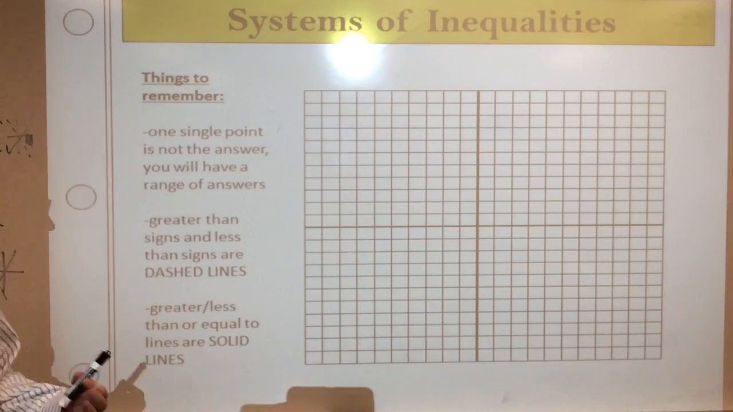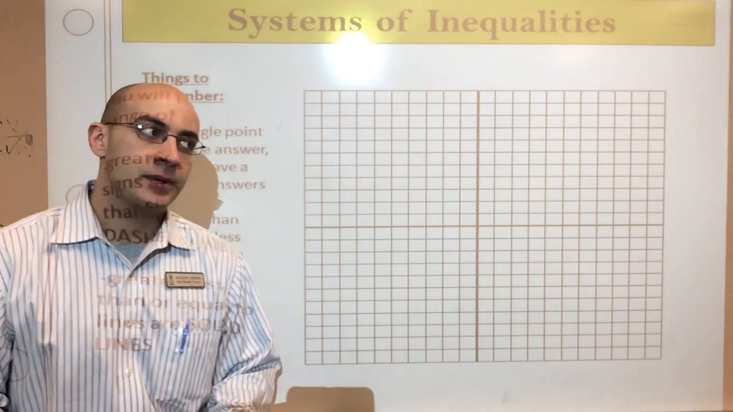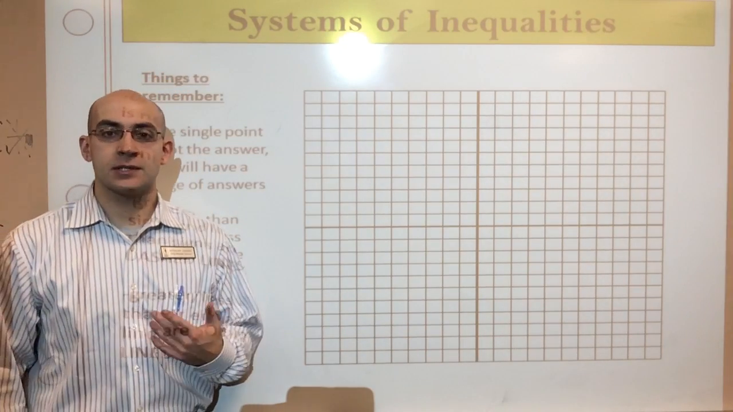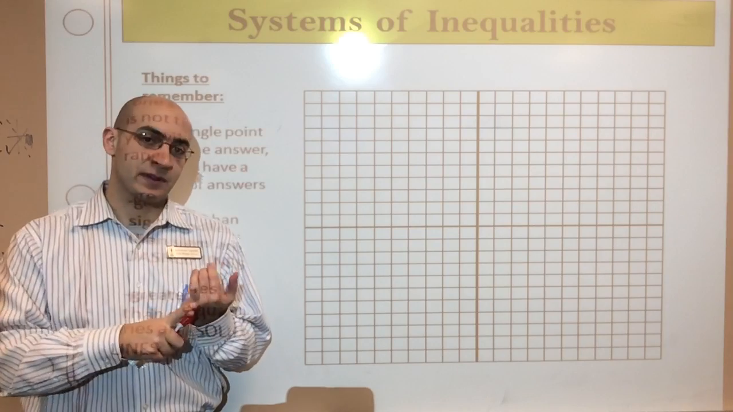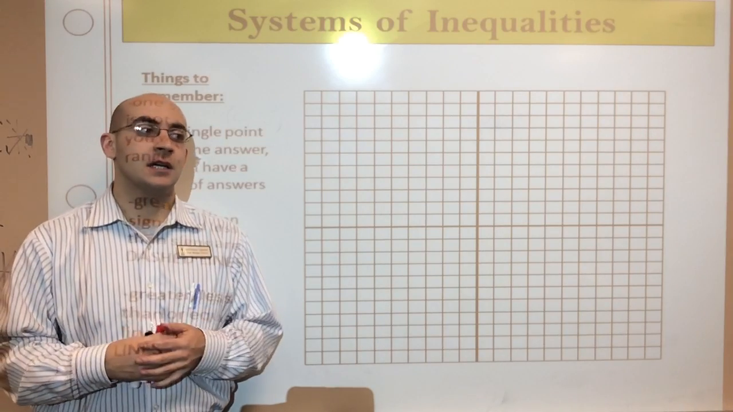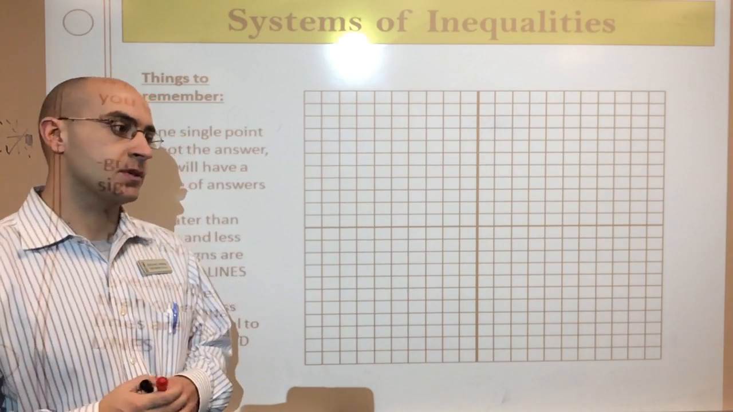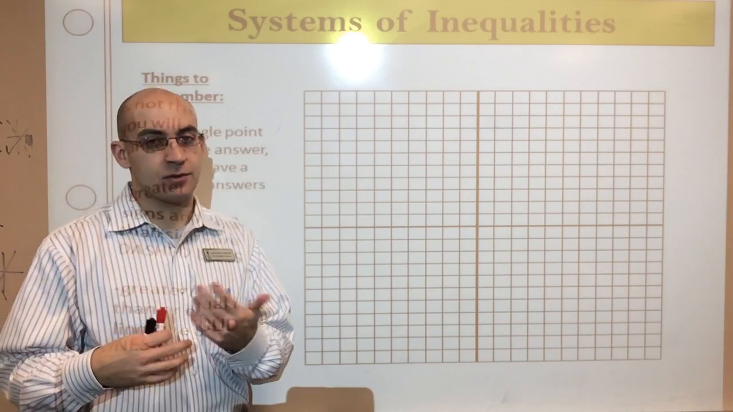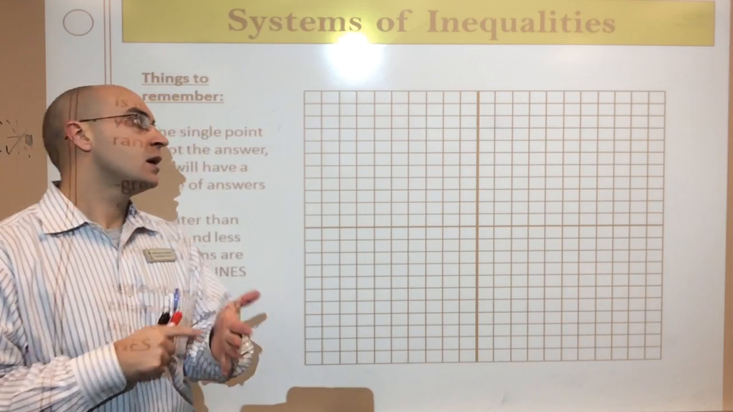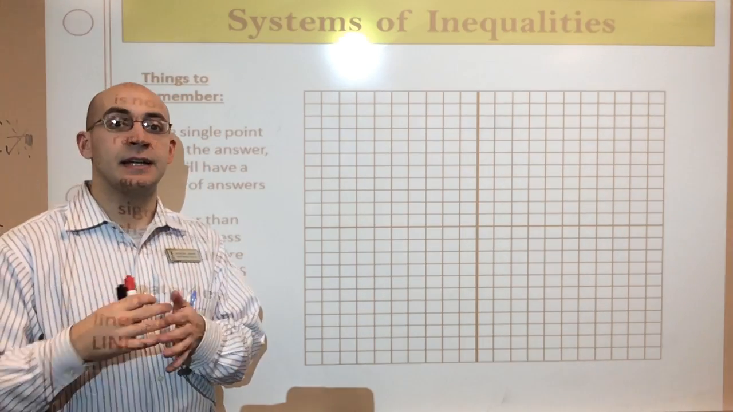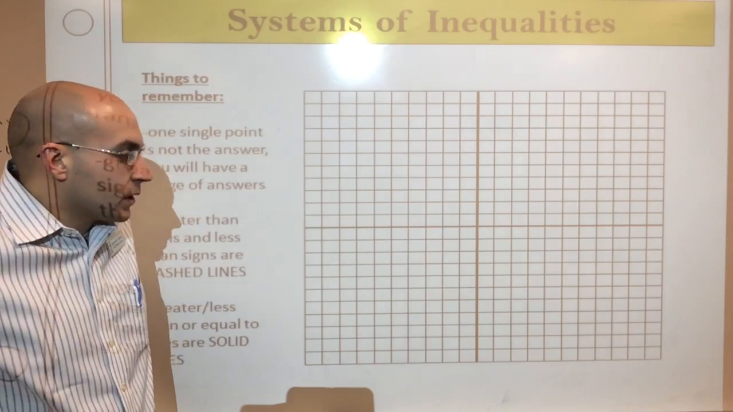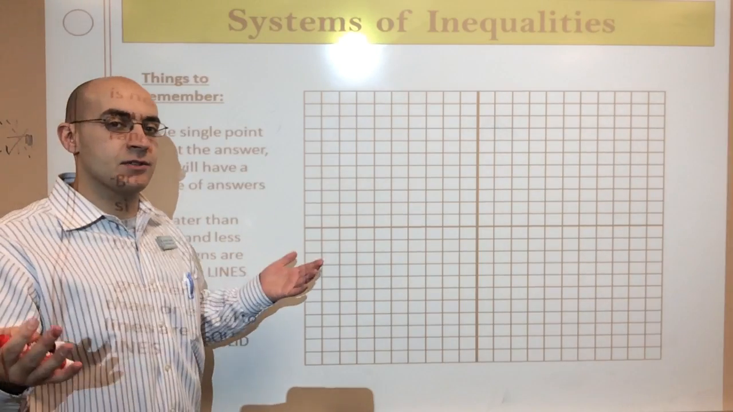So a system of inequalities is different from a system of equations because we're not talking about an equation anymore. We're not talking about one specific point being the answer or infinite solutions or no solutions. We're talking about a range of answers almost all the time. Now, there still are infinite and no solutions, but we're going to talk more about the range of answers, right?